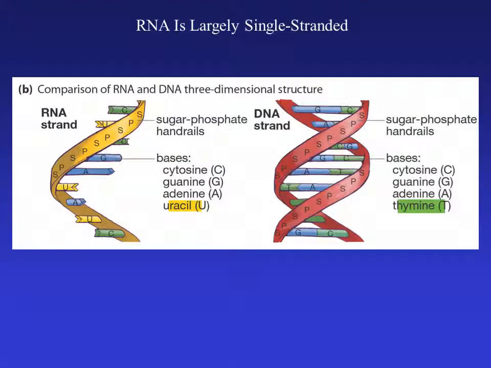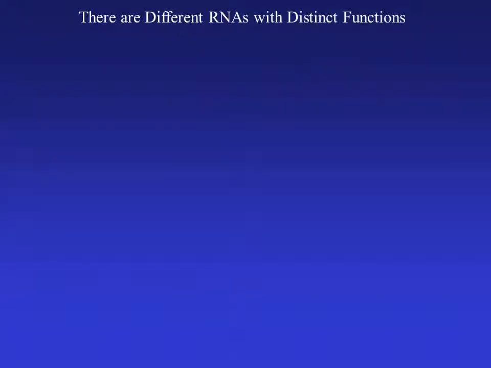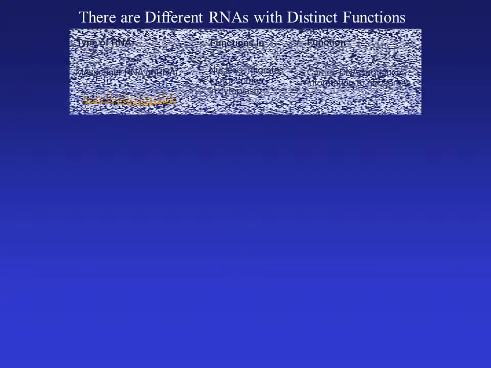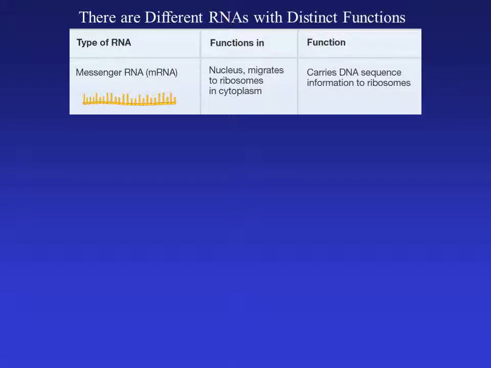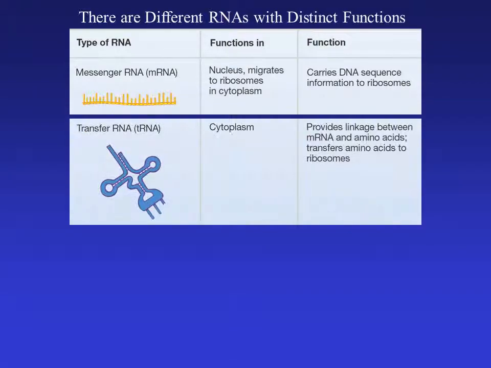RNA is largely single-stranded. So there are exceptions, but largely when we think of RNA, it has one strand. DNA, remember, has two strands. There are different RNAs with distinct functions. So the first one is messenger RNA. It's found in the nucleus, and it migrates to ribosomes in the cytoplasm, and its function is to carry DNA sequence information to the ribosomes.